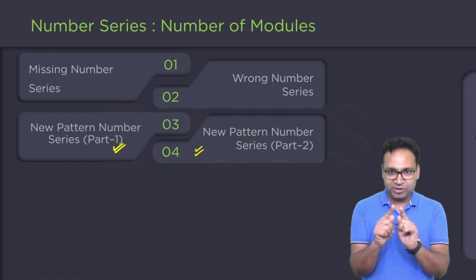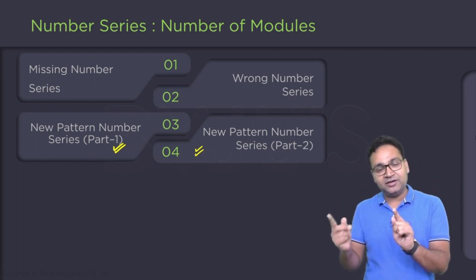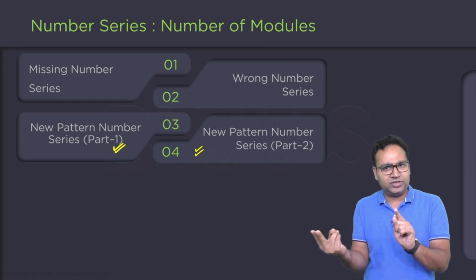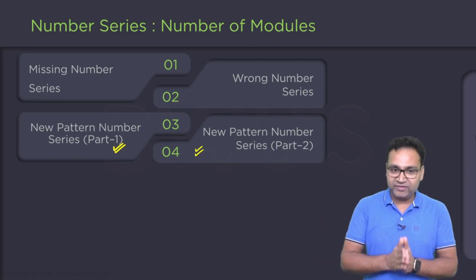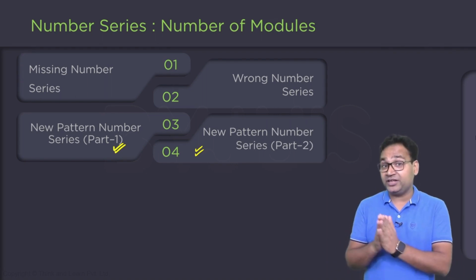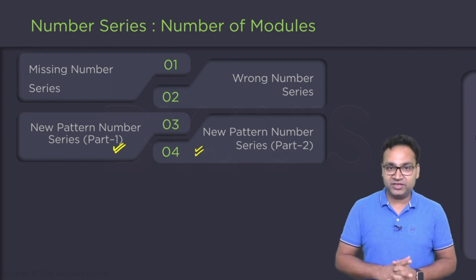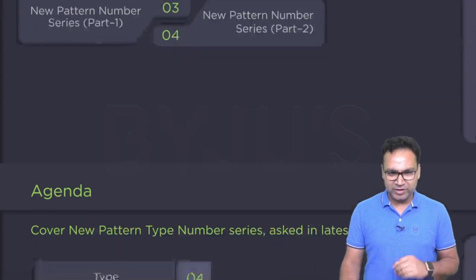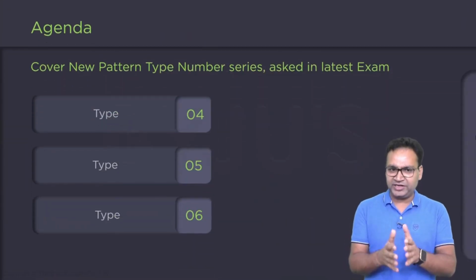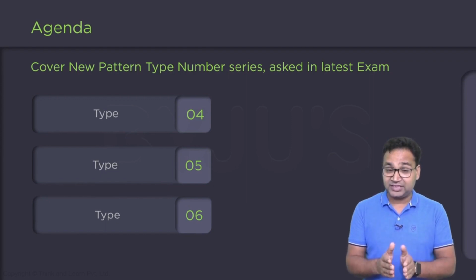So they give you one set of a story, and based on that they may ask you 2 questions or 3 questions or maybe 5 questions on it. Okay, so today we will be covering 3 different style of number series questions asked in the previous year exams. So let's look at the 3 different types: type 4, type 5, type 6.